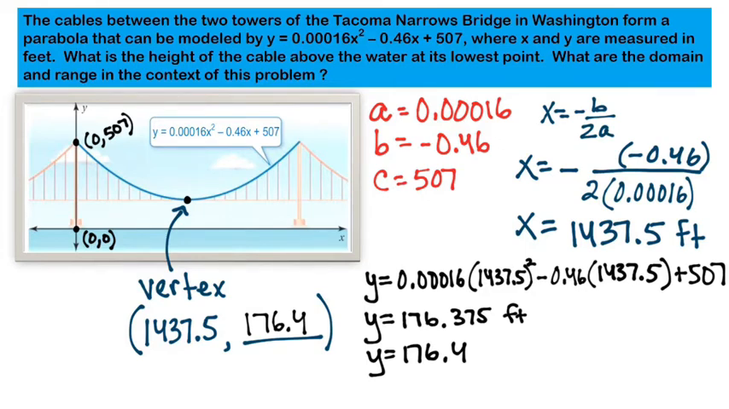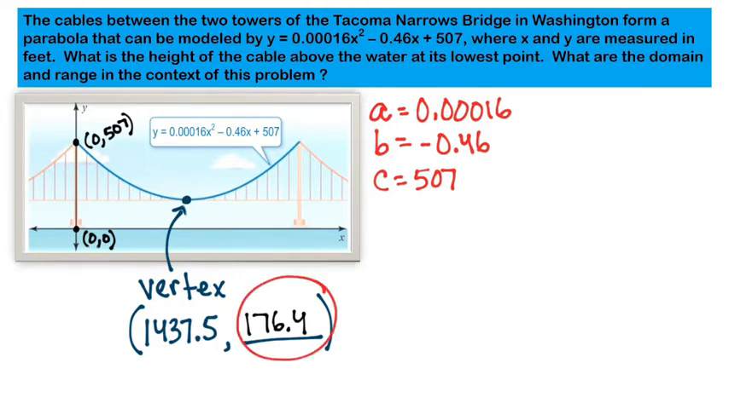The y value shows us the minimum or the maximum, and since our parabola is opening up, that'll be the minimum value, or in other words, in the context of this problem, that is the place where the bridge is closest to the water. So when the question asks, what is the height of the cable above the water at its lowest point? The height of the cable above the water at its lowest point is 176.4 feet. Now we're going to add some details to our graph, and then we'll be able to find the domain and the range for this function in the context of this problem.